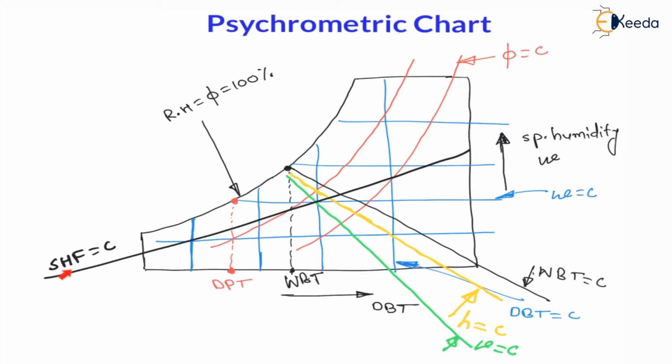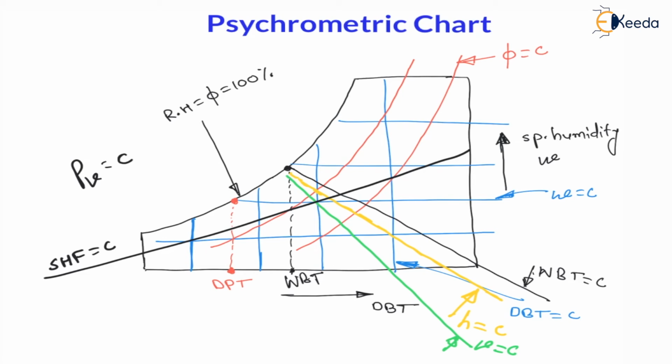Again, horizontal lines with non-uniform spacing on the psychrometric chart are called constant vapor pressure lines. See here, horizontal lines with non-uniform spacing. Here, specific humidity lines are also horizontal lines, but they have uniform spacing. That means the gap between two lines is constant here, right? But horizontal lines with non-uniform spacing on the psychrometric chart are called constant vapor pressure lines. Here vapor pressure is constant.